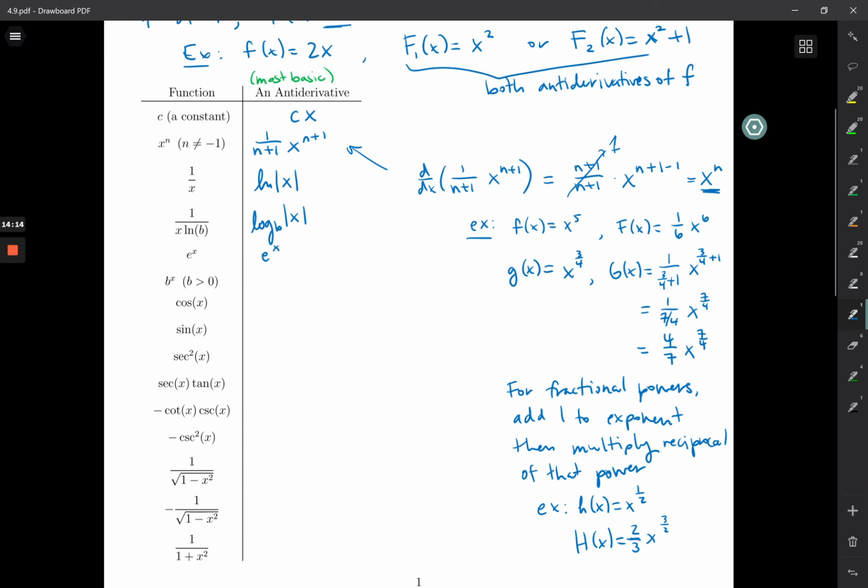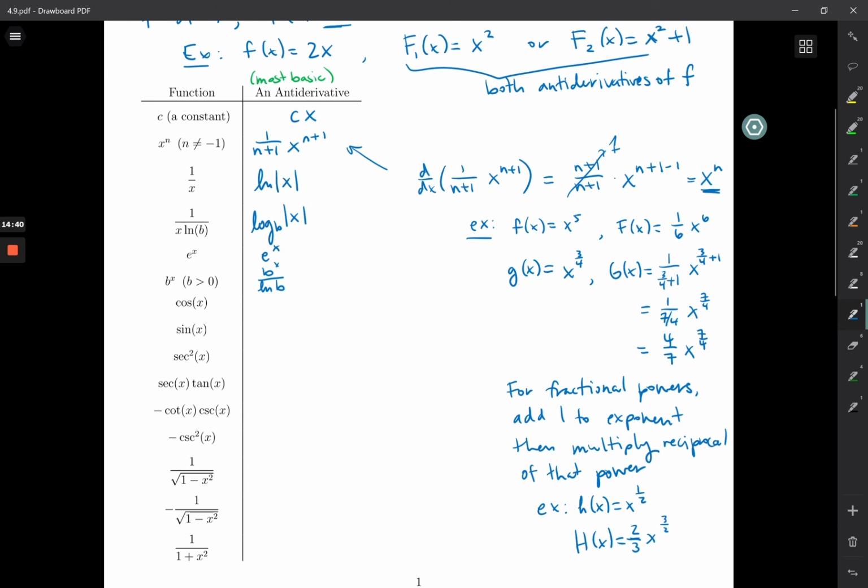Similar to that, for b to the x, for some base b, we do get b to the x, but we have to divide by the natural log of b. I should probably move this up just a little bit so it fits. Great. So that is our antiderivative.